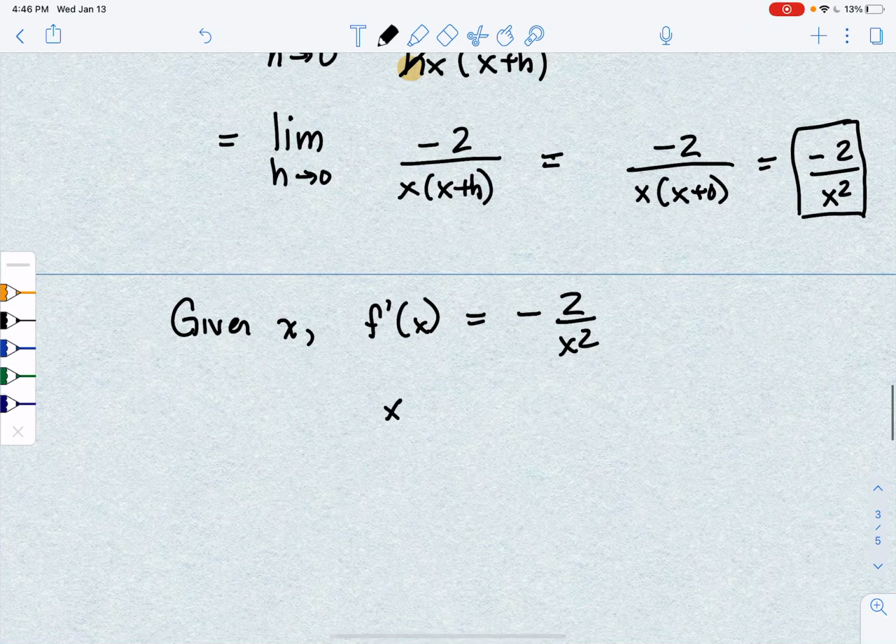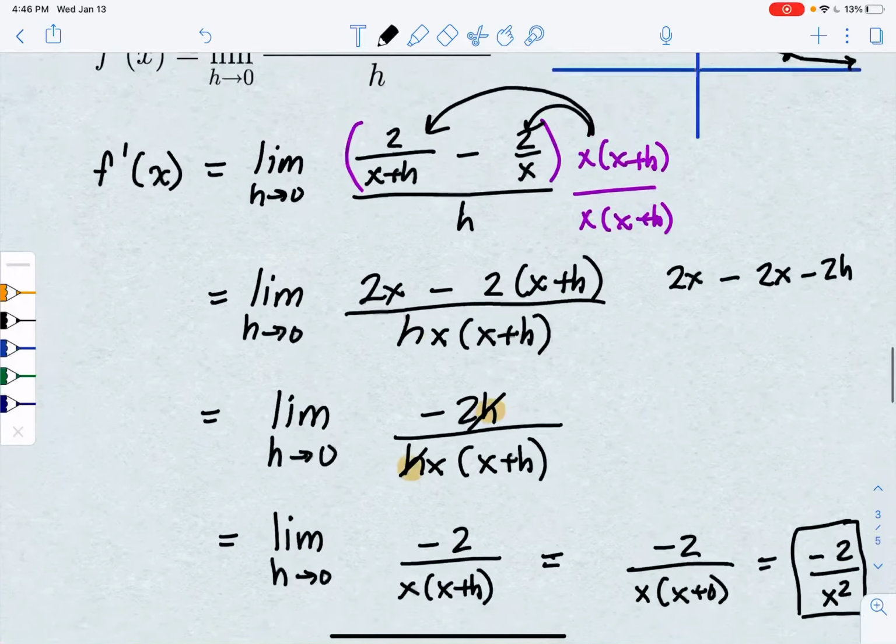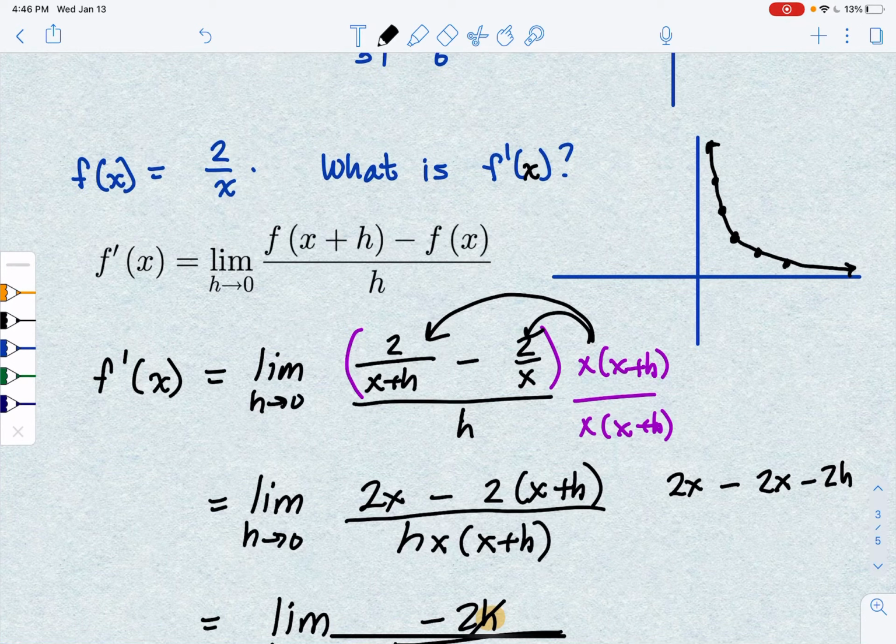So what that means, I'm just going to pick a couple different values of x. I'll just do 1, 2, and 3. So that means that this is negative 2 over 1, negative 2 over 4, and negative 2 over 9. And if we go back up to the original function, it does make sense when x equals 1, this is 1 right here, it's a pretty steep negative slope. And as x increases, that steepness goes down. We had negative 2, then negative 1/2, then negative 2/9. So as x increases, these tangent lines have less steep and less steep slopes. So the result does seem to make sense.